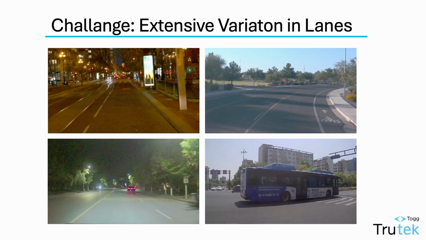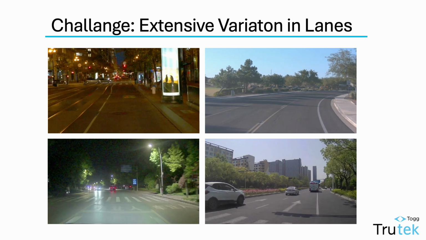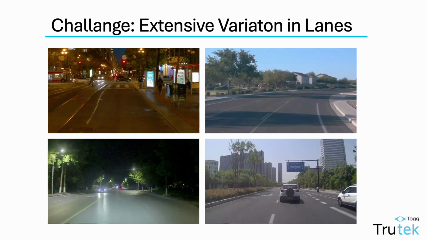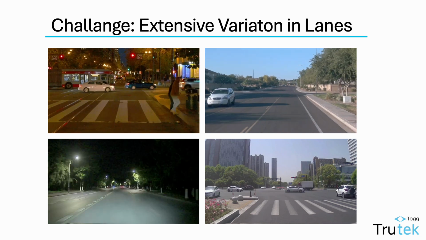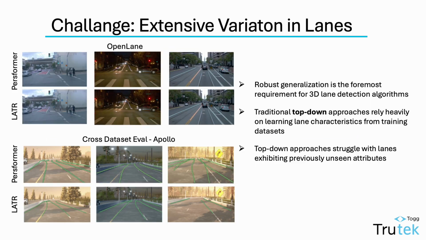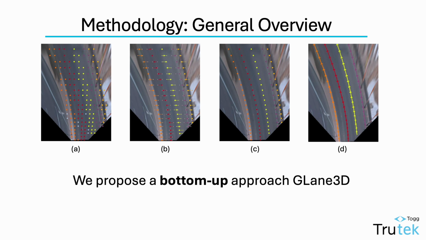Let's start by discussing the challenge we face: extensive variation in lanes. Lanes can vary significantly across different cities and countries, which poses a problem for traditional top-down approaches. These methods rely heavily on learning lane characteristics from training datasets and often struggle with lanes that exhibit previously unseen attributes. To address this, robust generalization is the foremost requirement for 3D lane detection algorithms. Our approach, GLane3D, is designed to overcome these limitations.